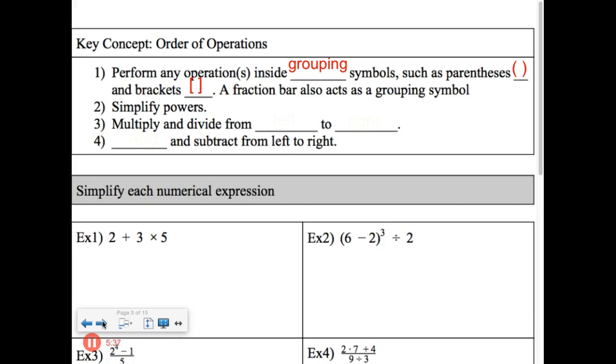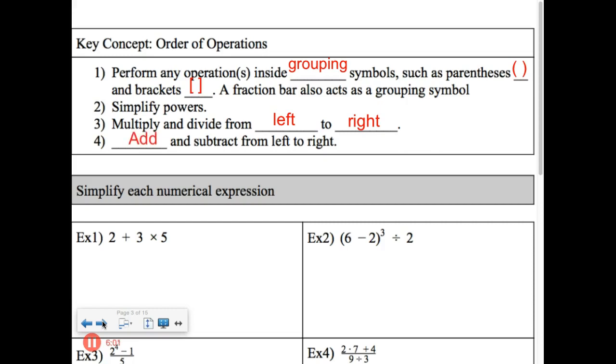Okay. We're going to simplify our powers, aka our exponents. This is what I was talking about with those boxes, multiplying and dividing next to each other. We do this like we're reading a book. So we're going to multiply and divide from left to right. That's how we read. We read left to right. That's the same way we're going to be doing math when we have multiplication and division.